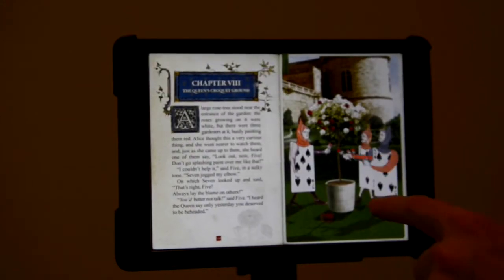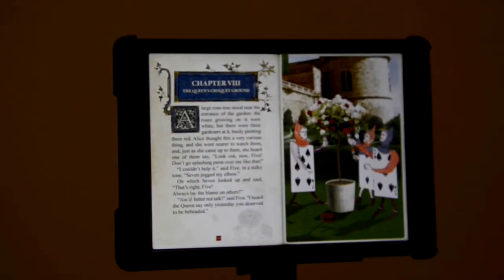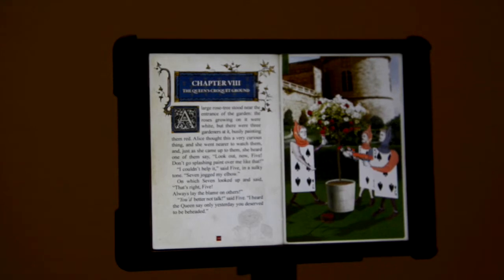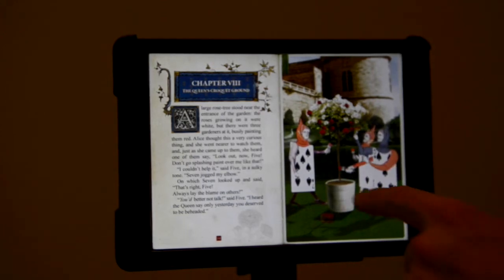Chapter 8. The Queen's Croquet Ground. You're clicking here and they're painting the rose. A large rose tree stood near the entrance of the garden. The roses growing on it were white, but there were three gardeners at it, busily painting them red. Alice thought this a very curious thing. You can choose any one that you want to watch. It's a loop.